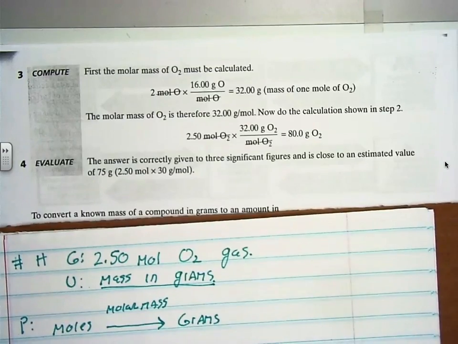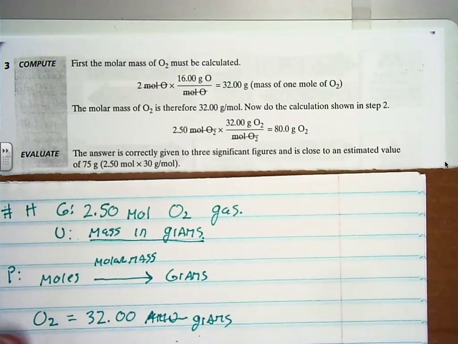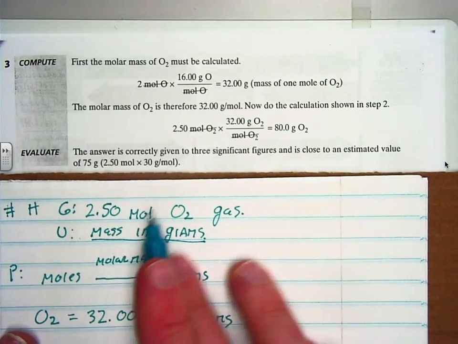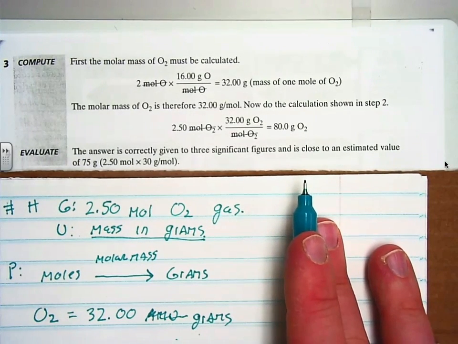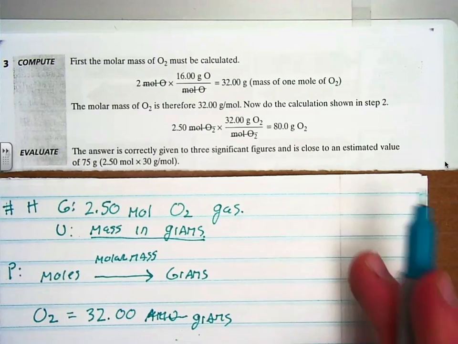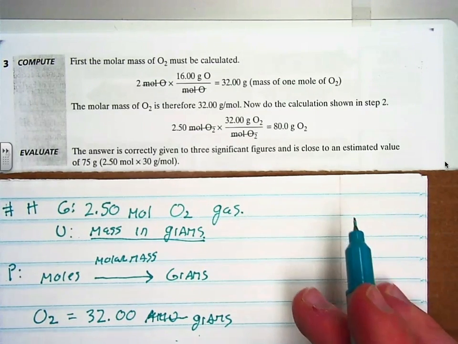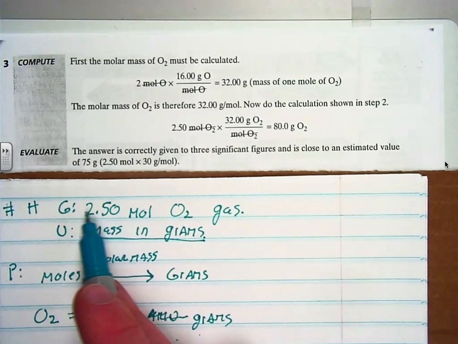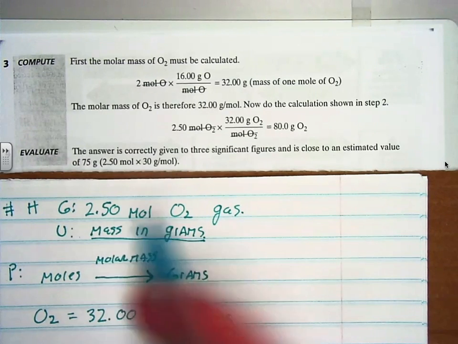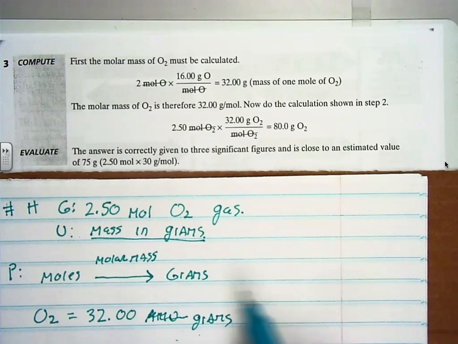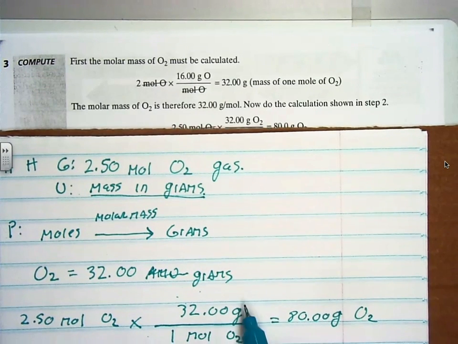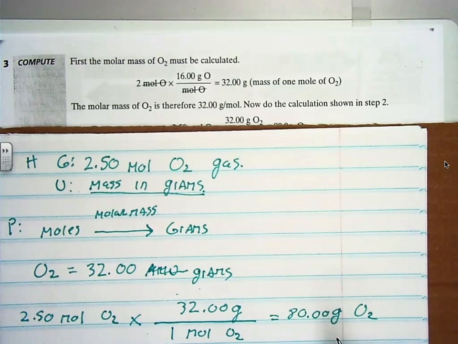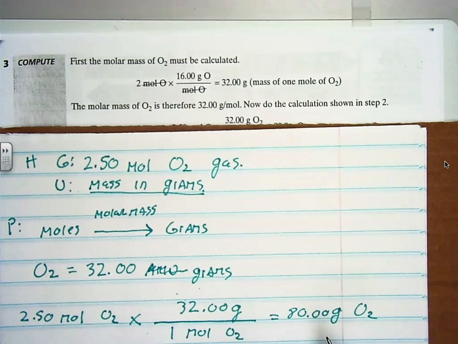Okay? The answer is correctly given to 3 significant figures and is close to an estimated value of 75 grams. Why 3 significant figures? Well, check it out. In our given, we were given 1, 2, 3 significant figures, and in every number that we used, we had at least 4 significant figures. 1, 2, 3, 4. Remember, when multiplying, you apply the least amount of significant figures.